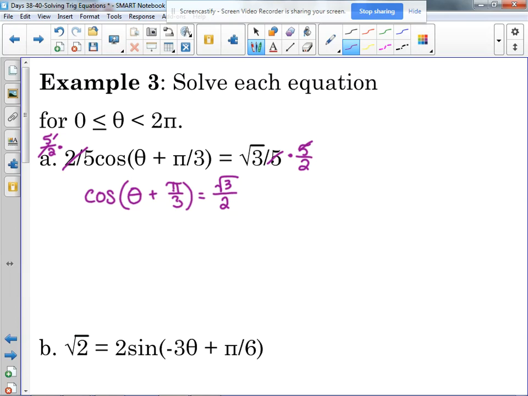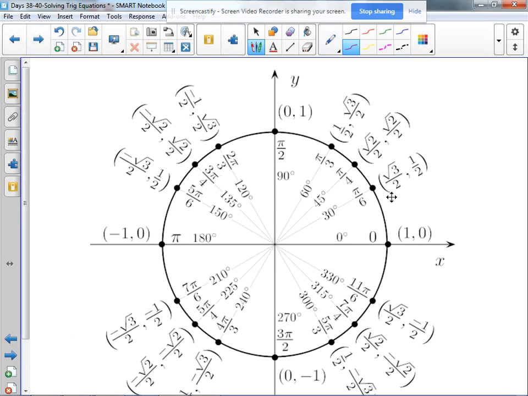Now, that pi over 3 is inside the angle. We cannot take it out of that set of parentheses. So for the moment, we are going to disregard what's in those parentheses. We're just going to focus on the cosine being equal to the square root of 3 over 2. So when we look at our unit circle, we're looking for the x-coordinate to be the square root of 3 over 2. That happens at pi over 6, and that happens at 11 pi over 6.